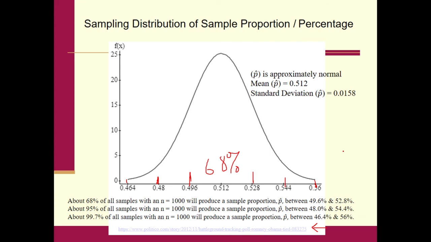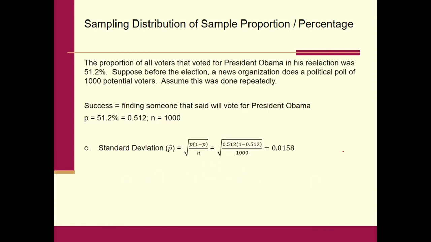So I want to bring up something before we leave. Notice in the formula for the standard deviation of the sampling distribution of p hat, n is in the denominator. So that means as n increases, what's going to happen to the standard deviation of the sampling distribution of p hat? Is it going to increase or decrease? As n increases, the standard deviation is going to go down.